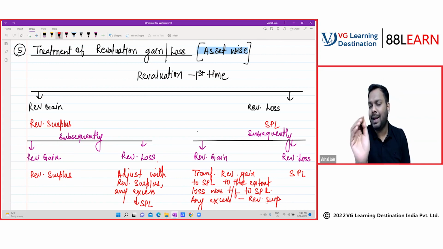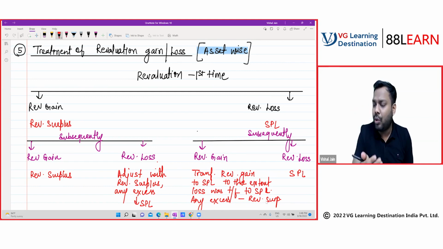It says that ideally, whatever revaluation gain or loss you have, you have to transfer it to revaluation reserve. Now, if the first time you had a loss, you don't have a revaluation reserve, so where will you adjust? If you had a loss for the first time, do you have a revaluation reserve for that?